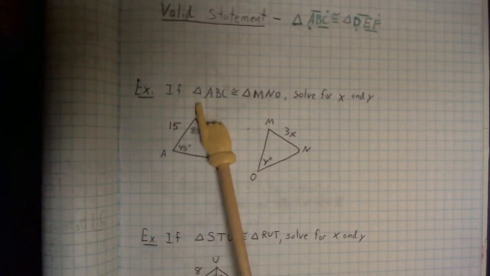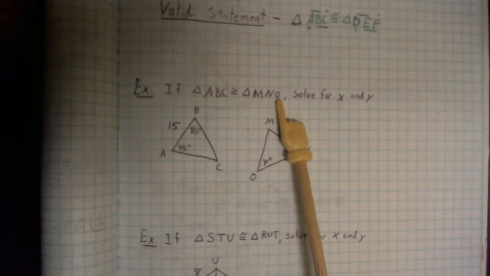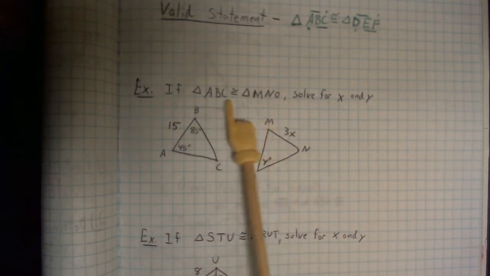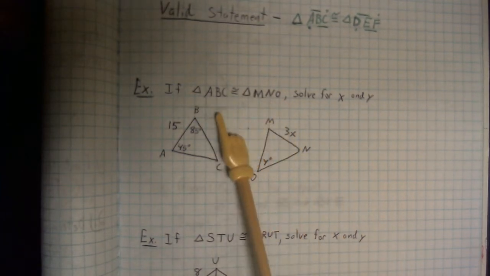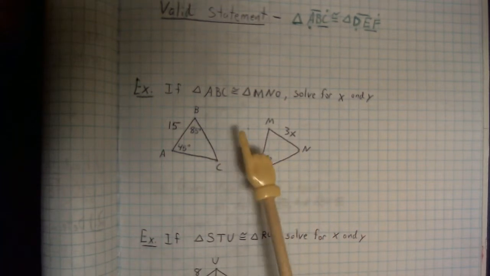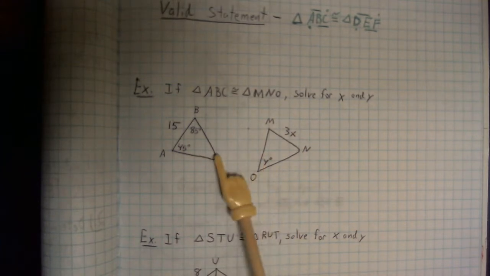This problem says that if triangle ABC is congruent to triangle MNO, solve for X and Y. Now this valid statement is actually super useful here because we're looking for maybe an angle. And I know the angle O and angle C correspond, so they're congruent.